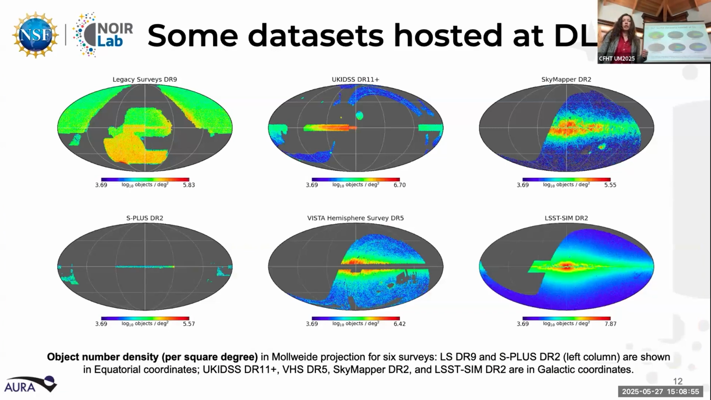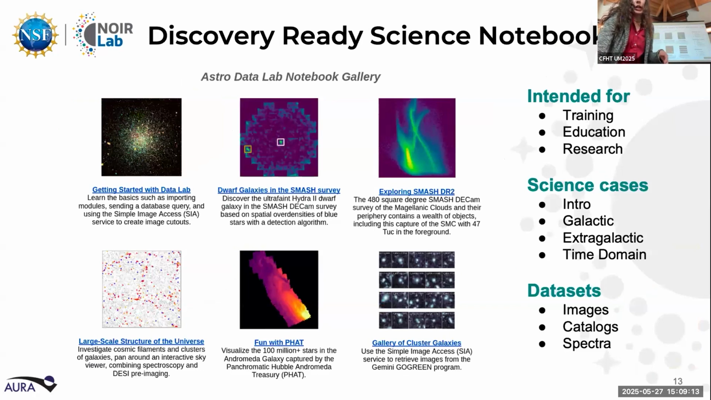And this is a visual representation of some of these data sets. On the left-hand side, you have equatorial coordinates, the Legacy Surveys. And then these are just to illustrate, the rest are in galactic coordinates. And then the bottom right is a simulated data set here. So just to show that there's some variety of data sets in there.